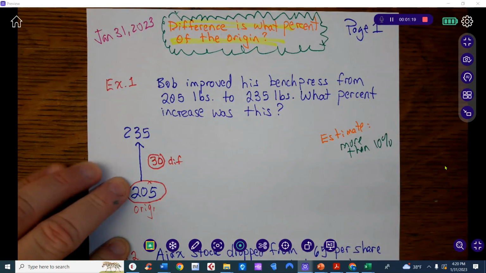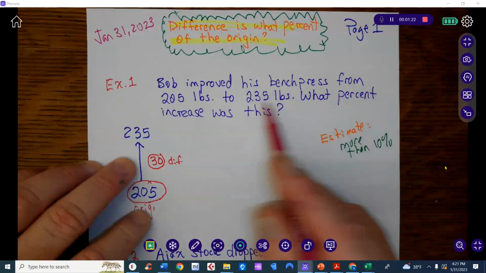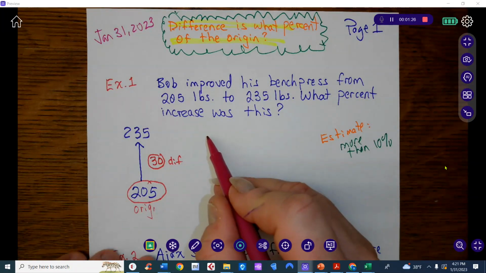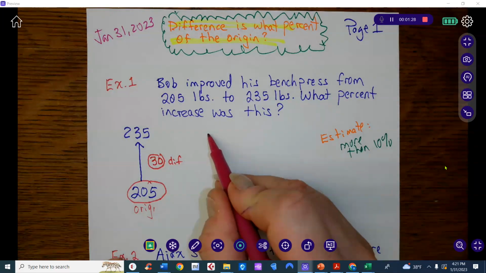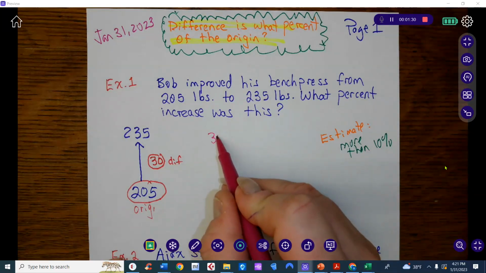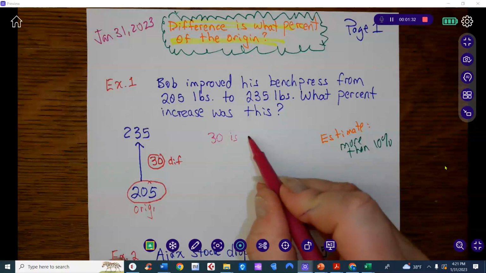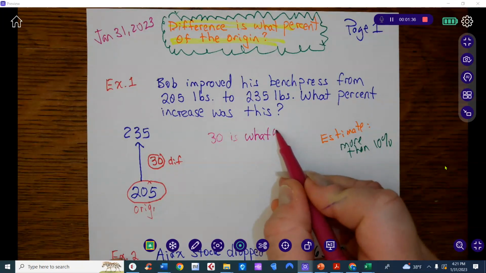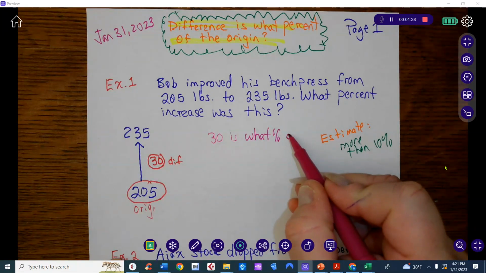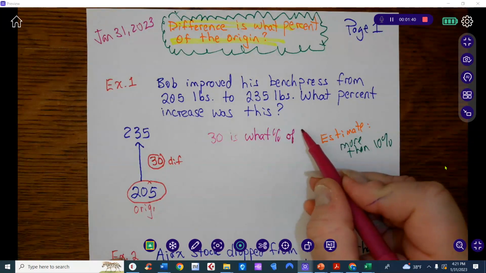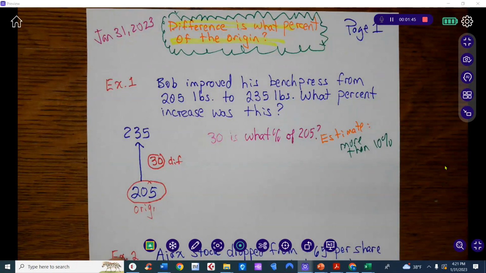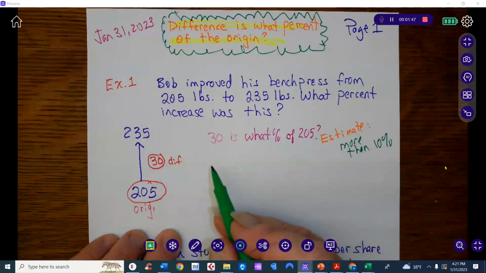So let's write out the question. Bob improved his bench press, so here's what we're going to do. 30 is what percent of 205? So let's set this up as a proportion.